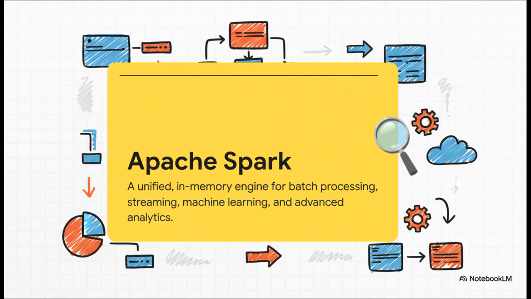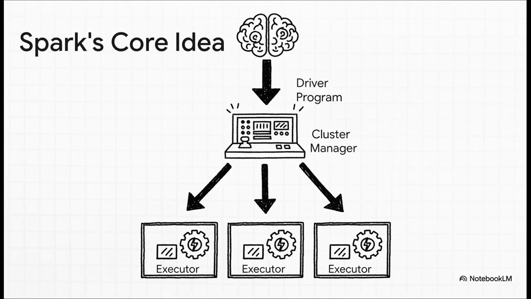Blazing speed. By doing its computations in memory across a whole cluster of machines, it completely avoids the slow process of constantly reading and writing to a disk. This lets it run up to 100 times faster than older systems. It's also a unified engine, which means it can handle everything from simple data cleanup to complex machine learning, all in one place. Now, to really get Spark, you have to understand its distributed architecture.